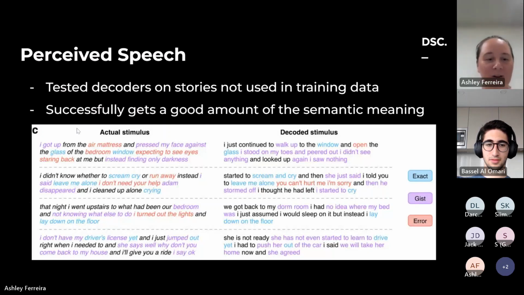This first one has quite a bit of error, and the actual stimulus was: I got up from the air mattress and pressed my face against the glass of the bedroom window, expecting to see eyes staring back at me, but instead finding only darkness. And then the decoded sentence is: I just continued to walk up the window and open the glass. I stood my toes and peered out and didn't see anything and looked up. Again, I saw nothing. So you can see that the air mattress part really wasn't picked up on at all. But in general, the gist was quite well picked up on, and I thought this was extremely impressive to see.